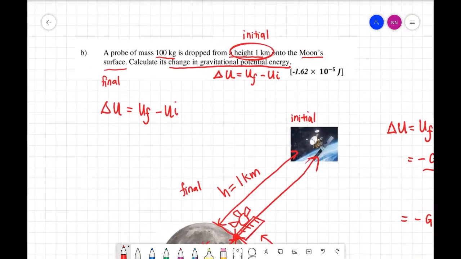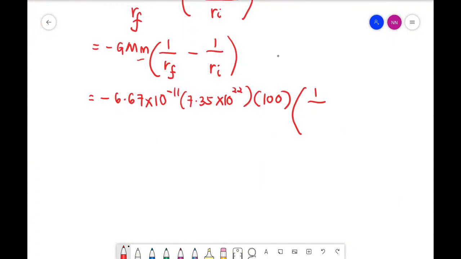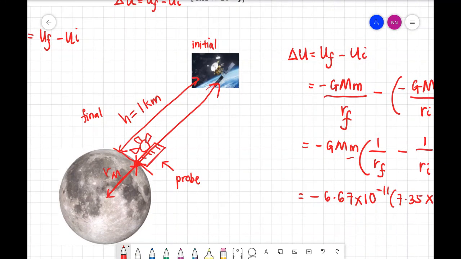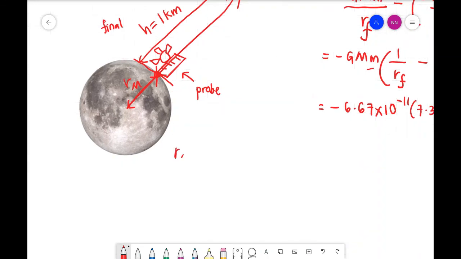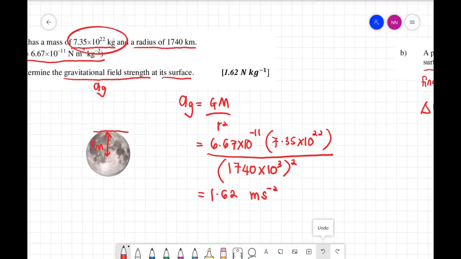So radius of moon is given, right? Okay, it's given 1740 kilometer. 1740 kilometer kena convert kepada meter. Okay, R initial dia ada kat mana? Dia ada dekat 1 kilometer above the moon surface. So R initial dia adalah height plus radius of moon. Okay, height 1 kilometer convert kepada meter. And then radius of moon is 1740 kilometer, ini pun kilometer, kena convert kepada meter. Okay, betul tak?